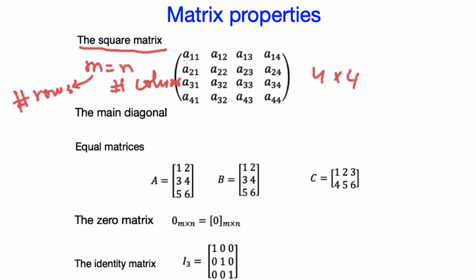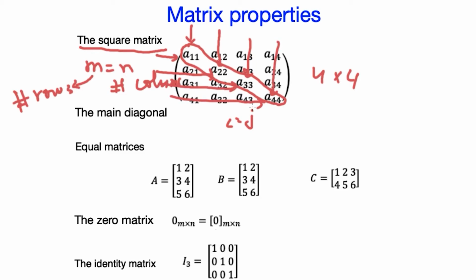In this example here, we have this main diagonal. It is just a1,1, a2,2, a3,3, and a4,4. So the entries at the i-th row and i-th column, when i equals j. In this example here, 1,1 and 2,2, in this row and this column, and this row and this column. So this is the main diagonal of a square matrix.